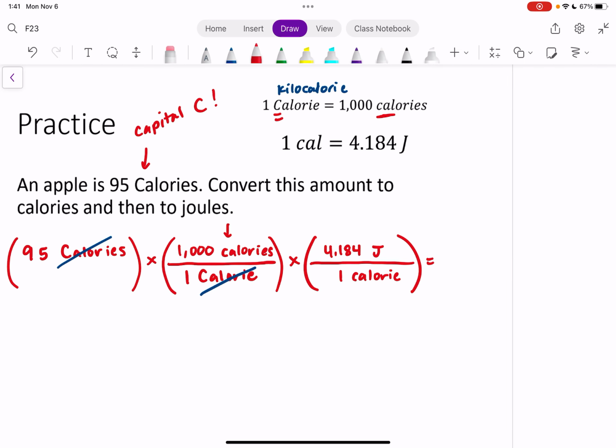So let's see, we've got 95 times 1,000 times 4.184. That's a lot of joules. And that kind of makes sense, right? Because joules, we said, are a small unit.